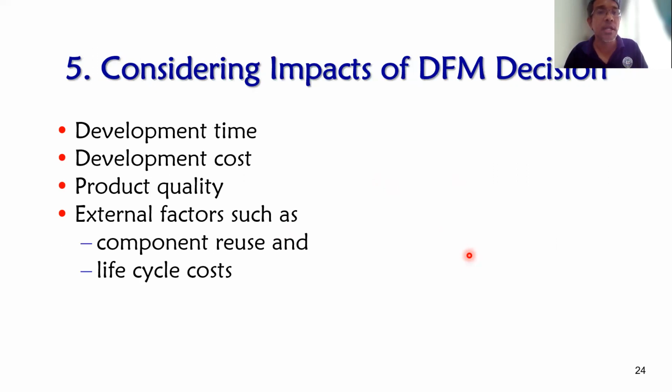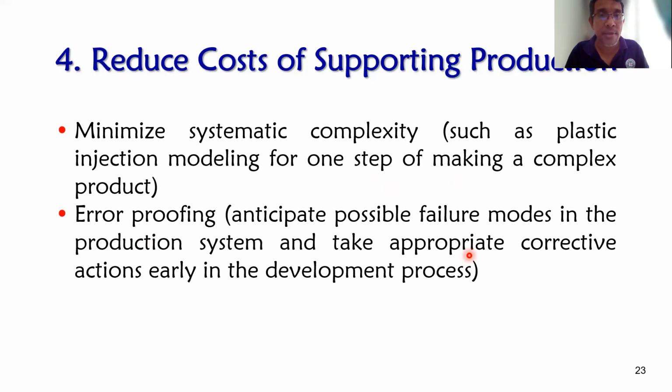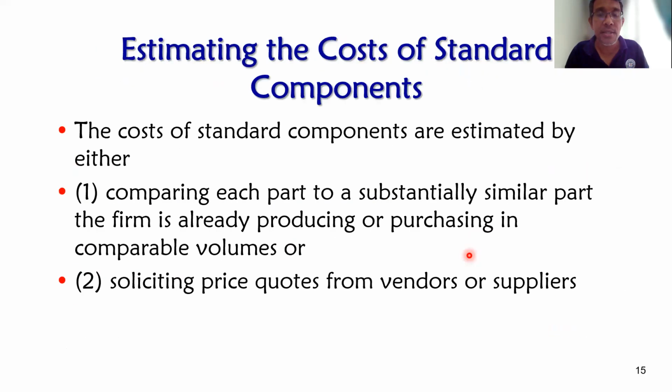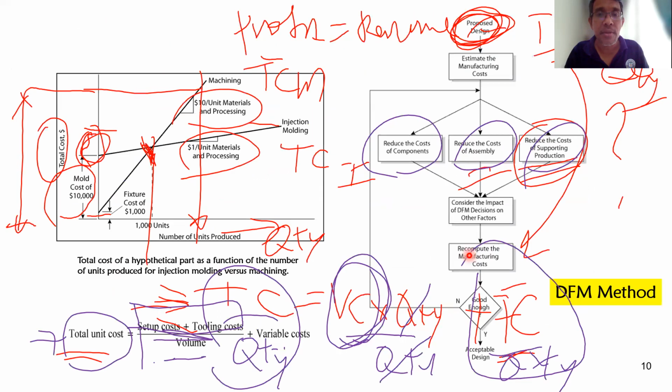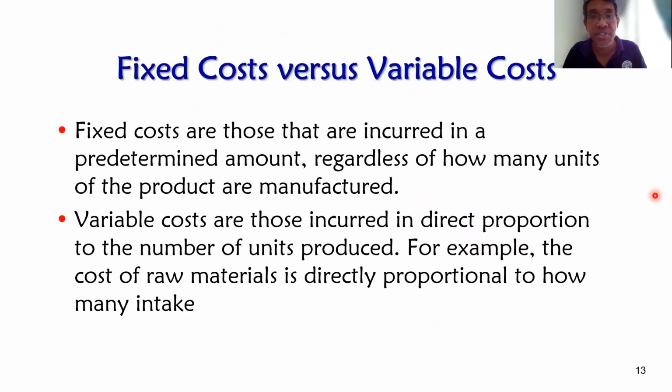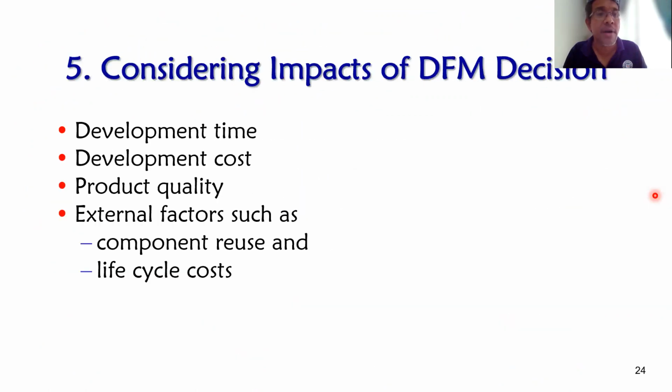And then we go for number 5. After we have these 3, we have estimated the cost. We have reduced the cost of components. We have already covered the cost for assembly. We went through supporting production just now, and then we come here now: consider the impact of the DFM decision on other factors. So we need to consider all these cost reductions and also other factors before we make a decision. Okay. So number 5 is consider the impact of the decision.